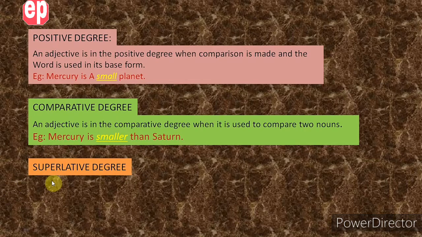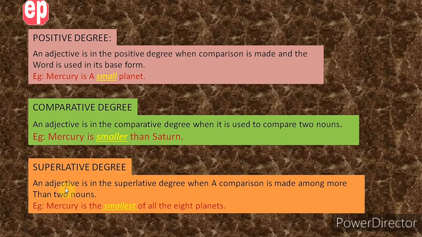And finally, let's try to understand what is superlative degree. An adjective is in the superlative degree when a comparison is made among more than 2 nouns. So superlative degree is used among more than 2 nouns. For example, Mercury is the smallest of all the 8 planets. So Mercury is compared with the other 7 planets. That means there are 8 planets altogether, and with them Mercury is compared.